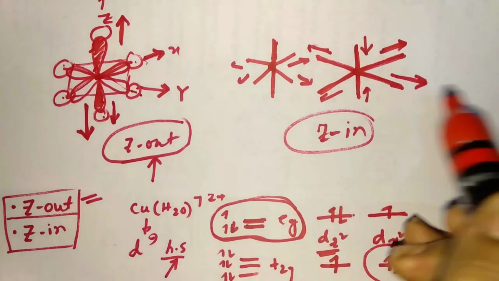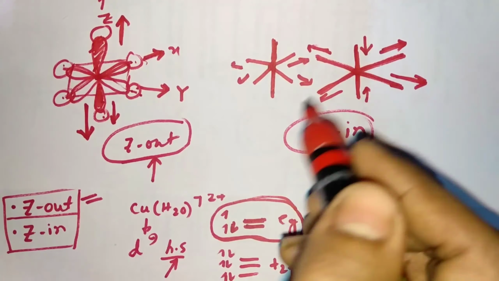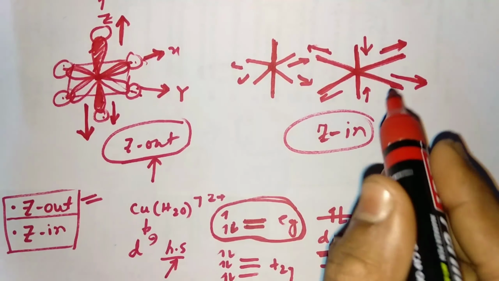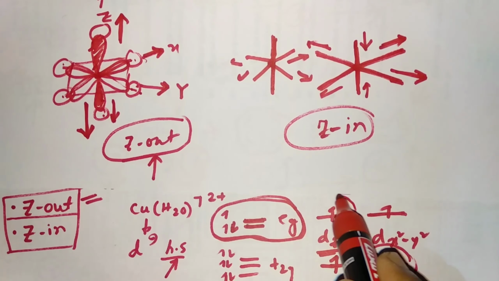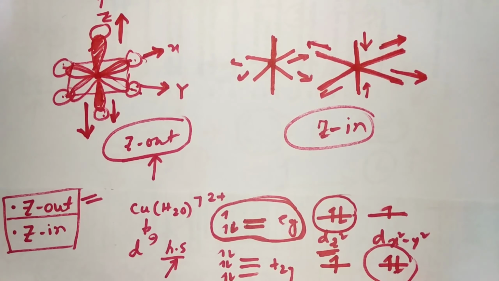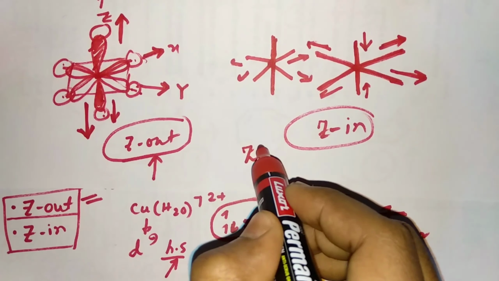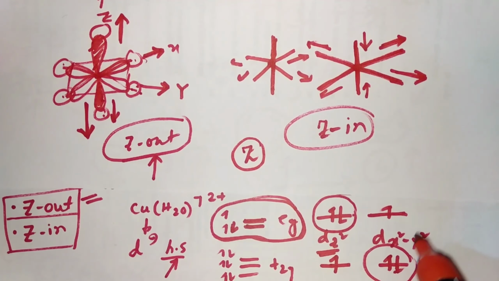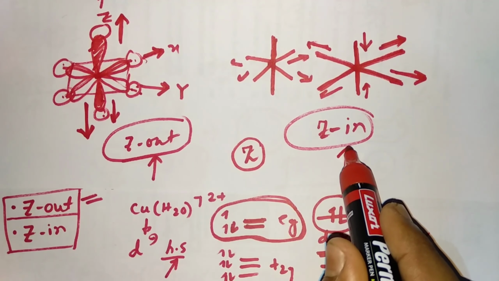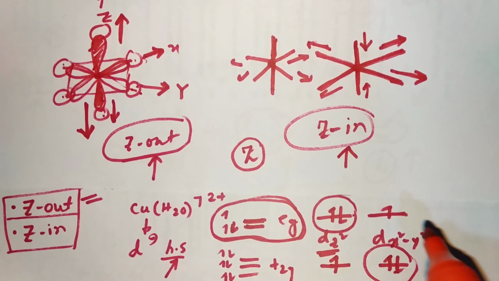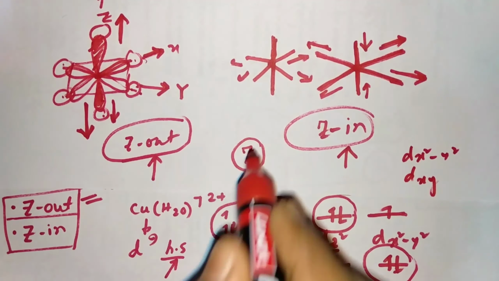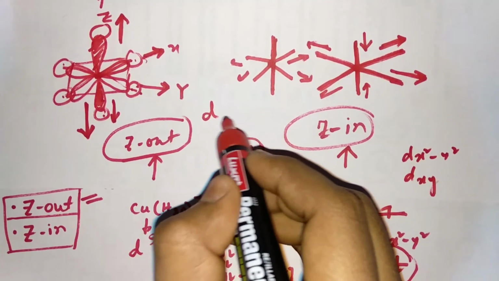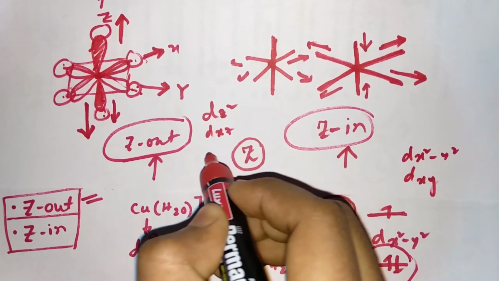Okay, so now I will tell you some important points about Z in and Z out distortion, and I will give you some examples. Z out distortion will be seen when electrons are present in the dz square system, or a system in which the z axis is involved. And Z in distortion will occur when electrons are present in the x and y axis orbitals, that is dx square minus y square and dxy. And for Z out, when electrons are present in dz square or dxz or dyz.